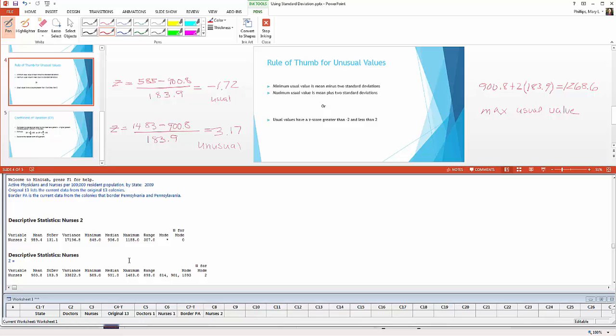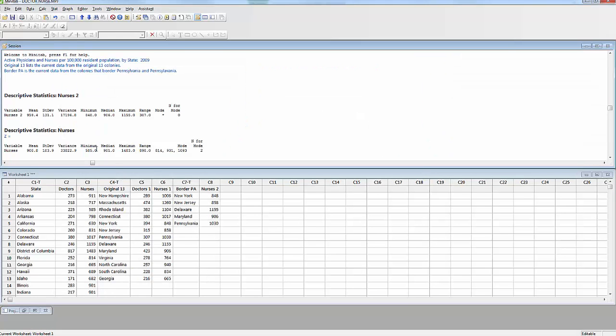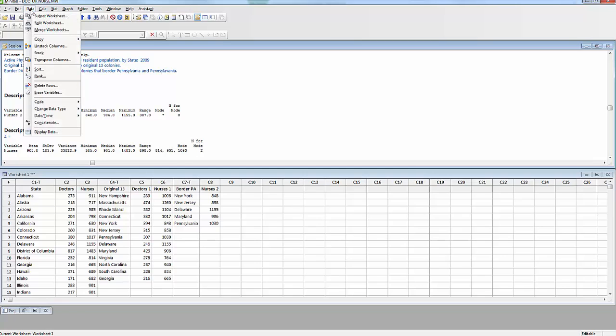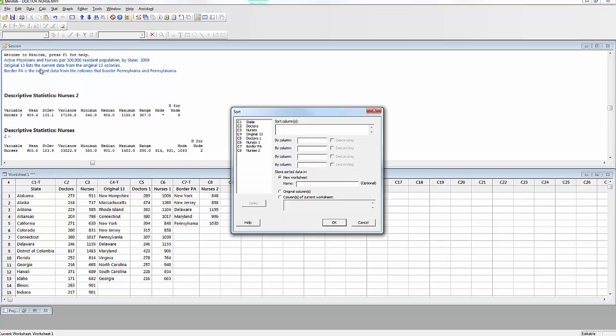So I'm going to look at a bigger picture in Minitab, and I'm going to actually sort my data so that I'm not scrolling through all of these numbers, but I can put them in order. So I go to Data, and I click on Sort, and I would like to sort all of the data together. So I want to sort the state, the doctors, and the nurses. I don't need to sort my smaller data groups. Looking at the nursing data, I would like to sort it by the nurses, put them in order. And it's going to come up in a new worksheet.